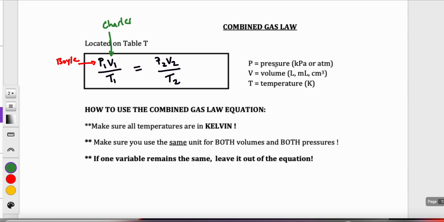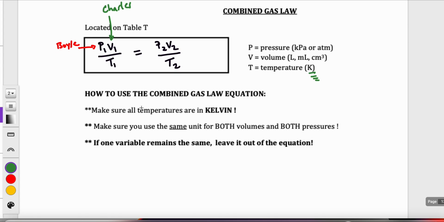P, as you know, represents pressure, and for us, more than likely it'll be in kPa or atm. V is the volume. The common ones we'll see for our class are liters, milliliters, and centimeters cubed. Temperature can only be in Kelvin, not Celsius. Make sure all your temperatures are in Kelvin. A lot of times we measure temperature in Celsius because that's the thermometer. If we measure Celsius, before we make the calculation, we have to convert it to Kelvin. Quick reminder, the Kelvin temperature is equal to whatever we measure on the Celsius temperature plus 273.